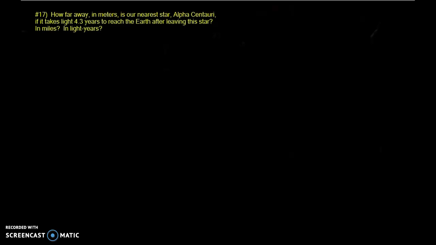Well, hello everyone. In this video, I would like to go over homework question number 17. I'm also going to do a couple of videos today about some of the other homework problems about mirrors, but we'll start with this one, number 17. So the question is, how far away in meters is our nearest star, Alpha Centauri, if it takes light 4.3 years to reach the Earth after leaving this star?